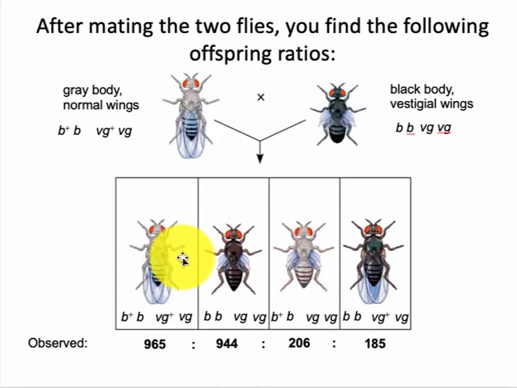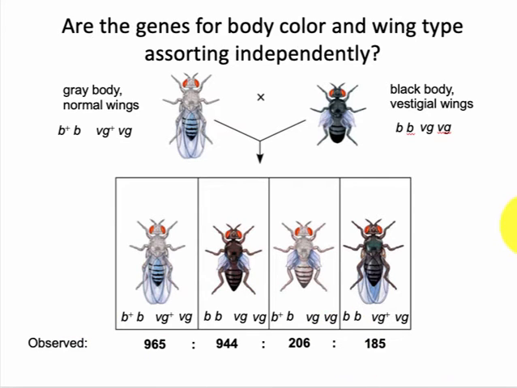And notice for this first type of offspring, we have 965. For this type of offspring, we have 944. This type of offspring, 206. And this one, 185 of the fruit flies came out looking like this. So of the thousands of babies that these 2 parents produce, these are the ratios of the observed phenotypes. Based on these ratios, can you assume that the genes for body color and wing type are assorted independently?